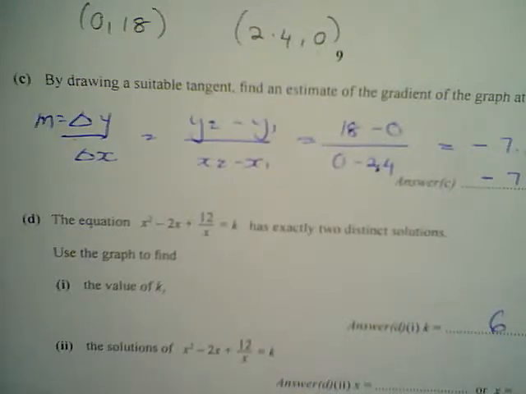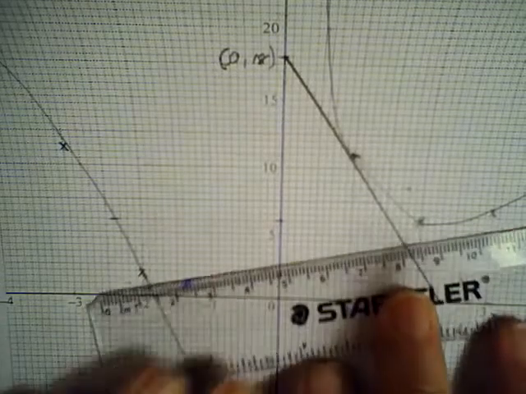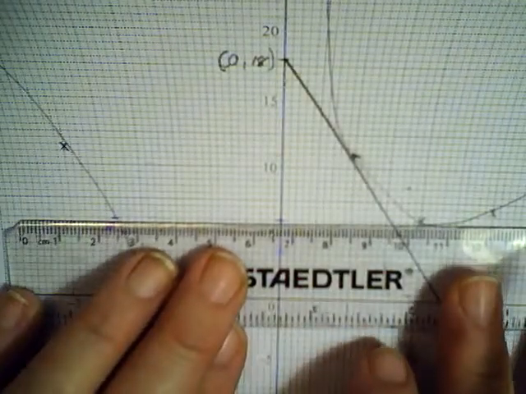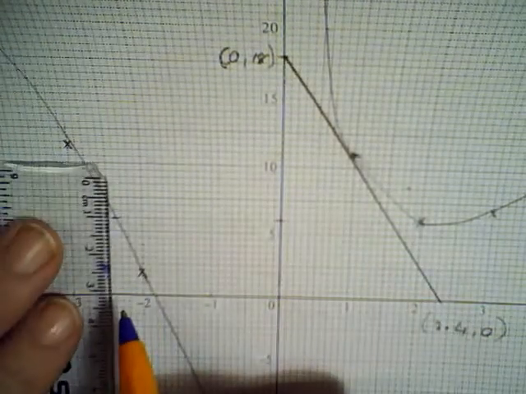Good. Now, the solutions, x squared negative 2x plus 12 over x equals k. Okay, find the value of k. So k must be 6. What are those x values? Okay. So let's quickly have a look again. If I plug that in there, that point and that point, I look down.